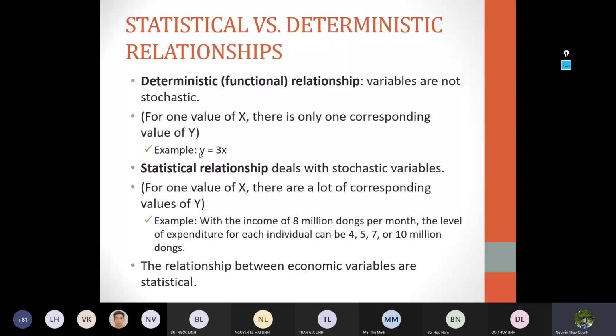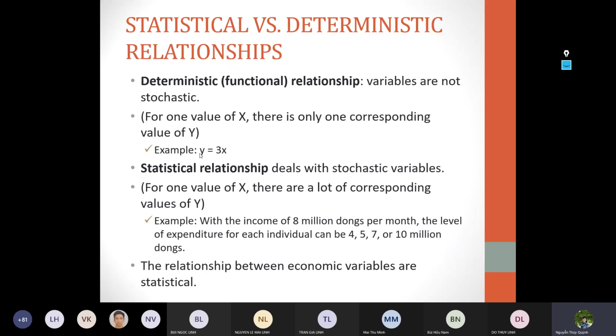Later in our econometrics model, there's also a deterministic relationship between some components of the model, and I will show you that relationship later. But for now, let's remember that a deterministic functional relationship means that for one value of x, we have only one corresponding value of the other variable.